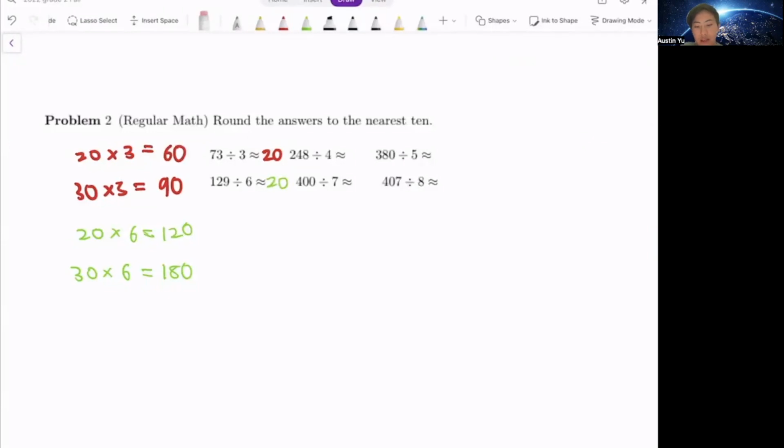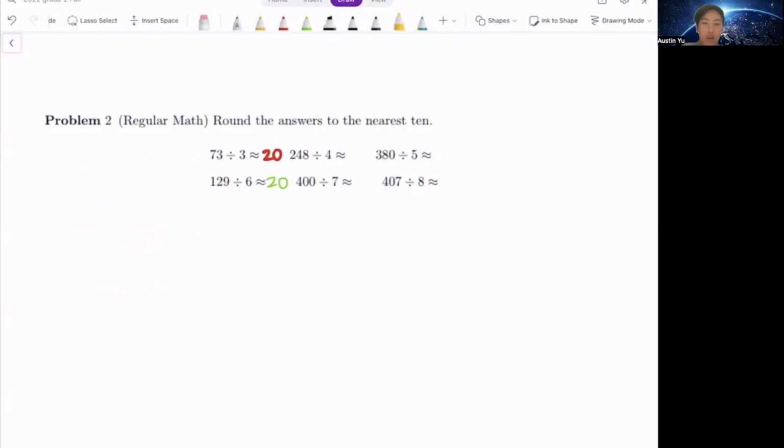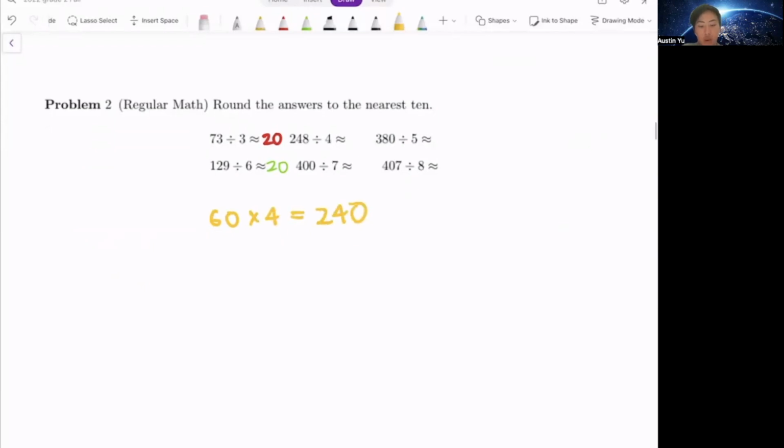Next one, let's make space. So we erase these. 248 divided by 4. Well, we get 248 is closest to 240. So this would just be 60 times 4 equals 240. However, we need to step above 248 this time. We have to increase to 10 again. So 60 becomes 70. 70 times 4 equals 280. And since 248 is closer to 240, the answer would just be 60.